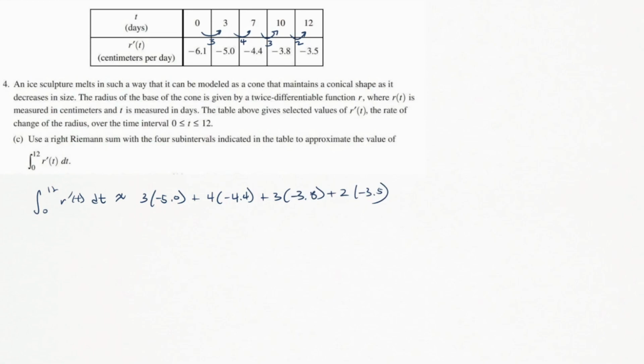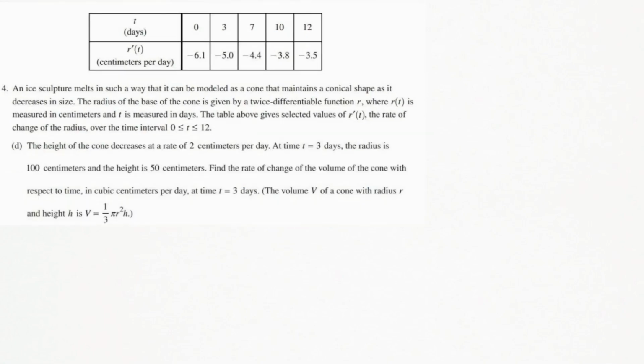Again, in the non-calculator portion of the exam, you're not required to simplify this. It's actually advised that you don't, just because if you were to compute this incorrectly, you'll lose one of the 2 points. But for the sake of the exercise, I'll continue on. This is negative 15 plus negative 17.6 plus negative 11.4 plus negative 7, and the overall sum becomes negative 51.